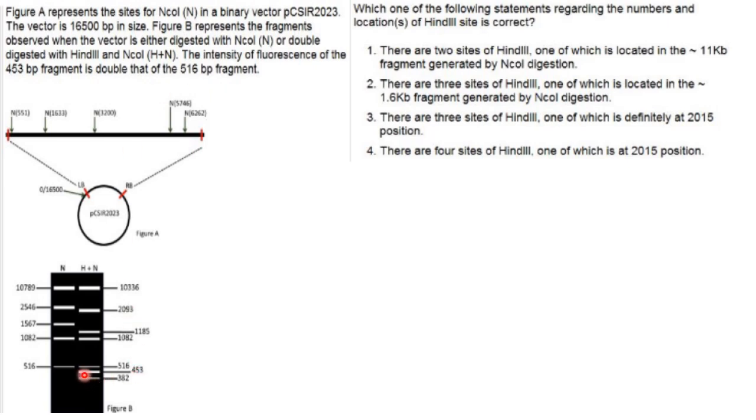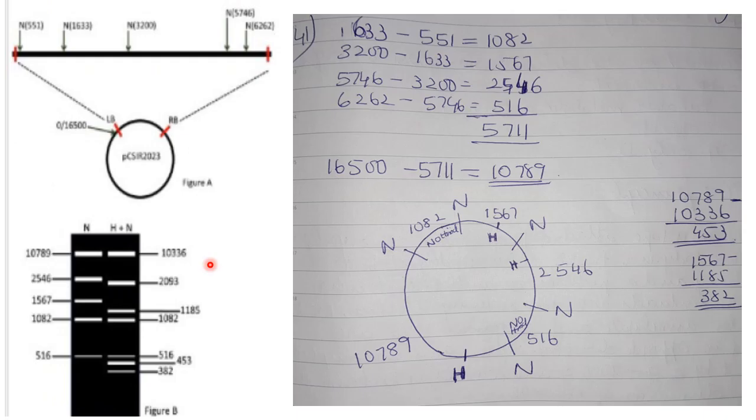Okay, so this one is more intense. So the 453 band is more intense than the 516 band. And it is more intense in the case of HIND3 plus NCO1 digestion. You don't get a 453 band with NCO1 digestion alone. Which of the following statements regarding the numbers and location of HIN3 site is correct? So how many HIN3 sites are there? This is the right border, left border of the plasmid. This is the gel picture that you get the bands.